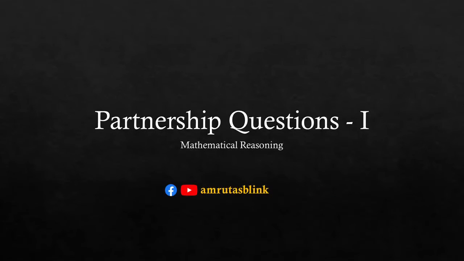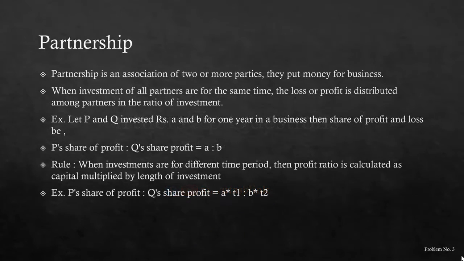Partnership Part 1. Partnership is basically an association of two or more parties. They put money into a business. There are just two rules to solve the problems based on partnership.